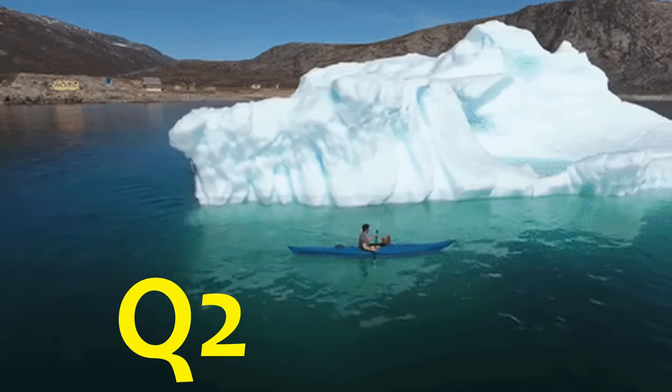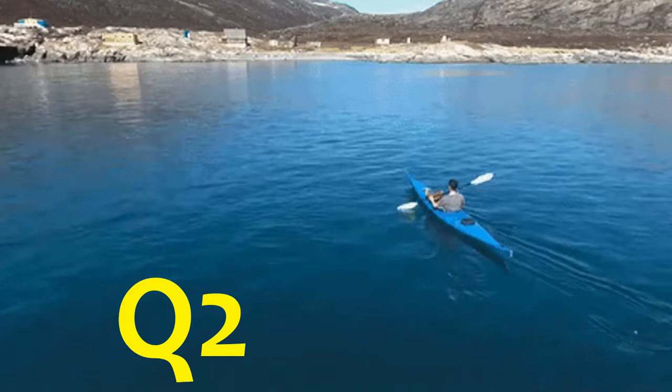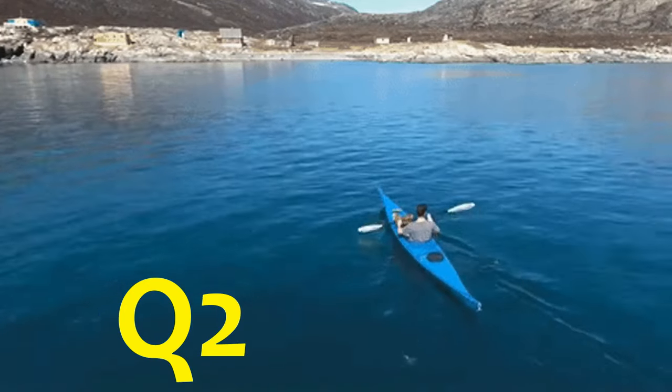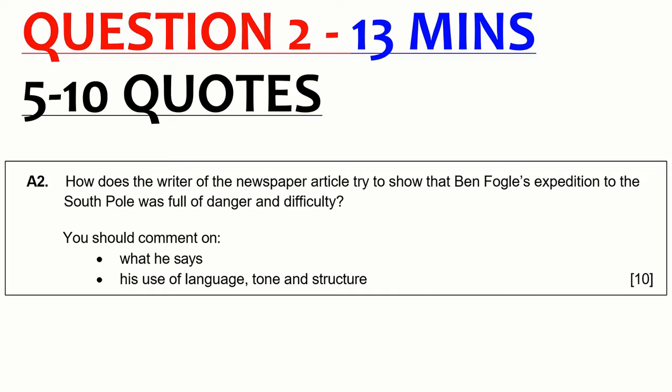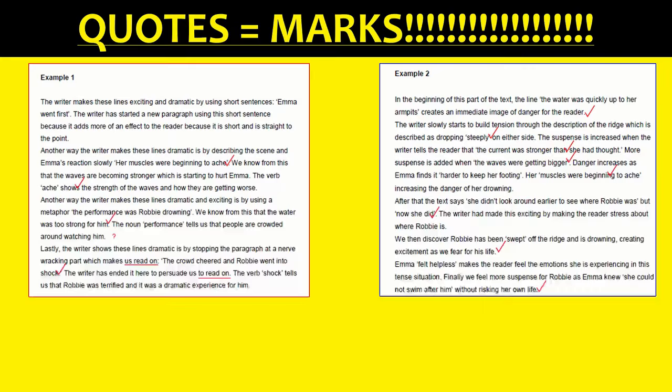Okay, questions 2 and 4, again, very similar questions. Question 2 is language analysis for source 1, and question 4 is language analysis for source 2. This question is, how does the writer of the newspaper show that Ben Fogle's expedition to the South Pole was full of danger and difficulty? Always make sure you're looking at the right extract. Why do we want a lot of quotes? Well, quotes equal marks, really. So get that into your head.